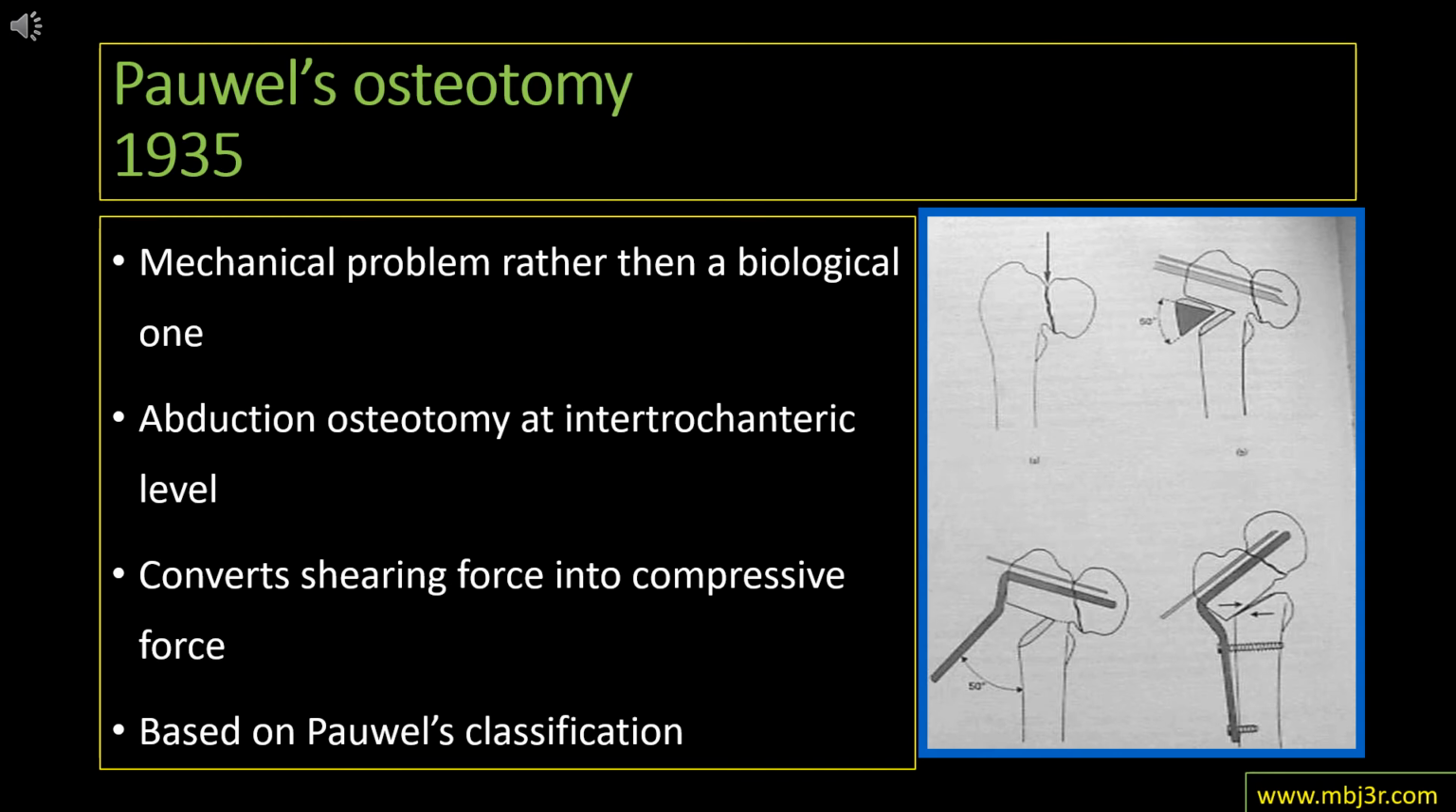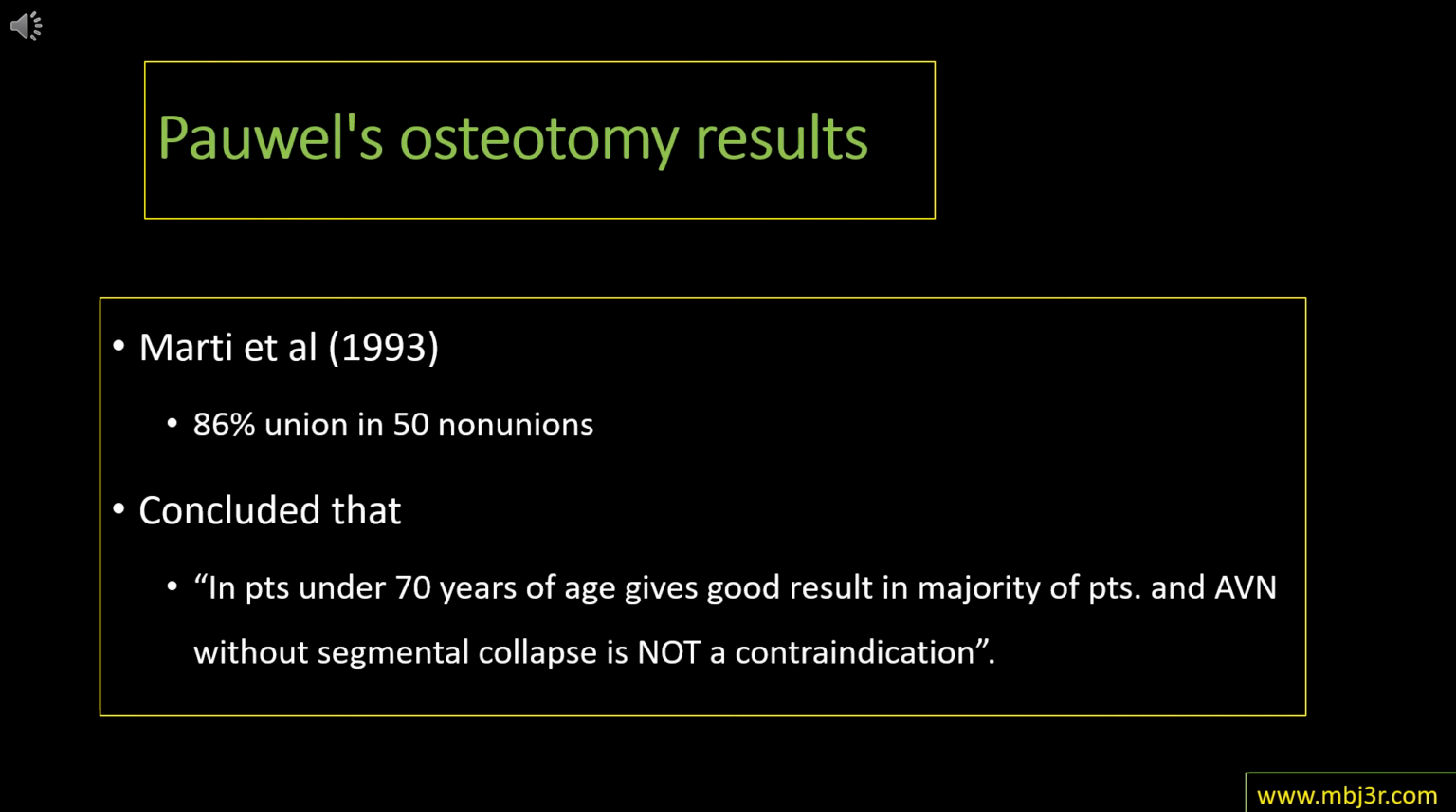According to Powell, the problem is mechanical rather than a biological one, and it is based on the Pauwels classification. An abduction osteotomy at the intertrochanteric level is done, and it converts shearing force into a compressive force. Coming to the Powell's osteotomy results, Marti et al. in 1993 reported 86% union in 15 non-unions, and they concluded that in patients under 70 years of age it gives a good result in the majority of patients, and avascular necrosis without segmental collapse is not a contraindication. You can do this osteotomy even in case of avascular necrosis, but there should not be a segmental collapse.